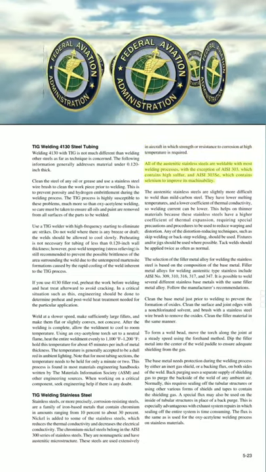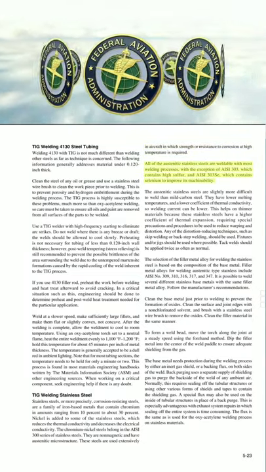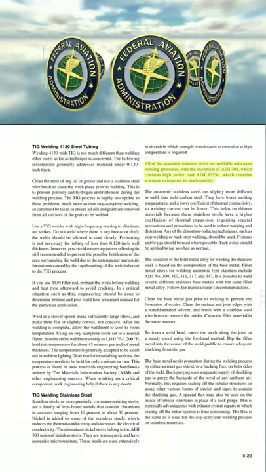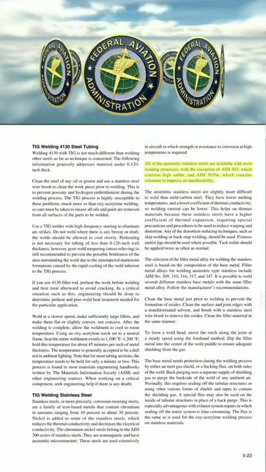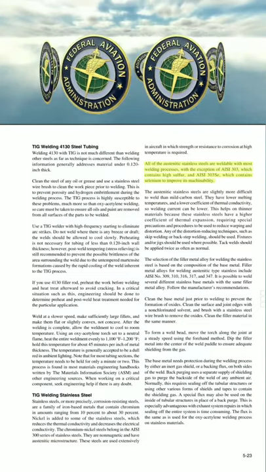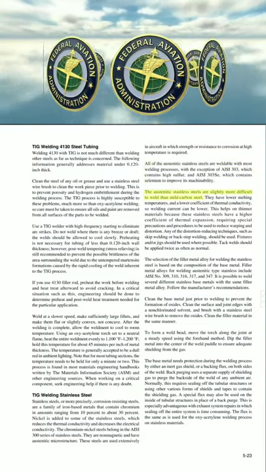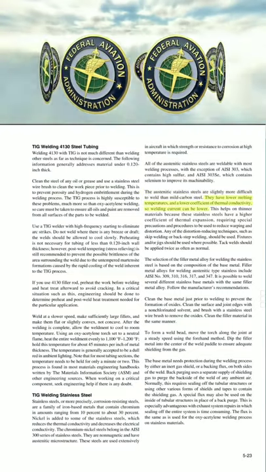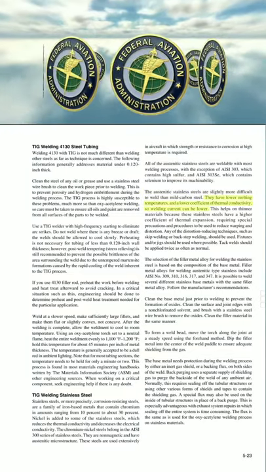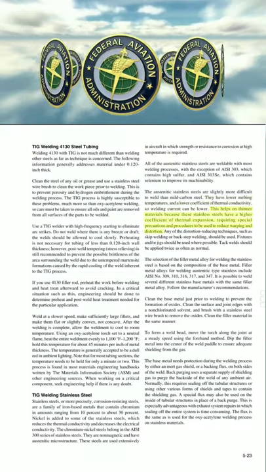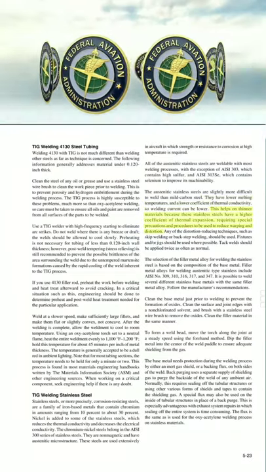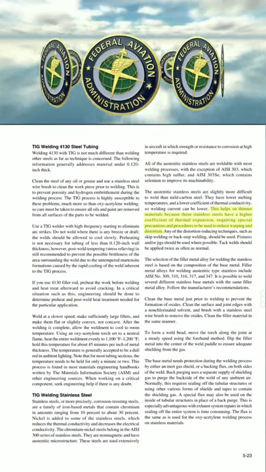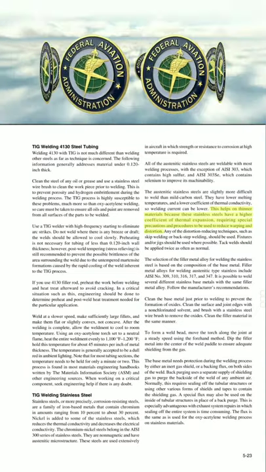All of the austenitic stainless steels are weldable with most welding processes, with the exception of 303, which contains high sulfur, and 303Se, which contains selenium to improve its machinability. The austenitic stainless steels are slightly more difficult to weld than mild carbon steel. They have lower melting temperatures and a lower coefficient of thermal conductivity, so welding current can be lower. This helps on thinner materials, because these stainless steels have a higher coefficient of thermal expansion, requiring special precautions and procedures to be used to reduce warping and distortion.